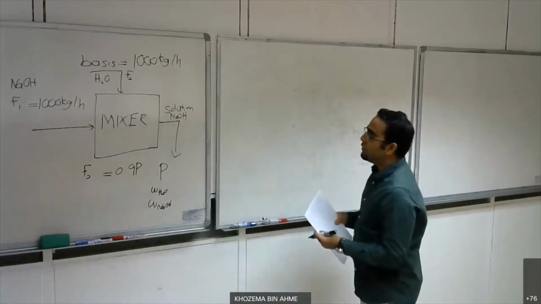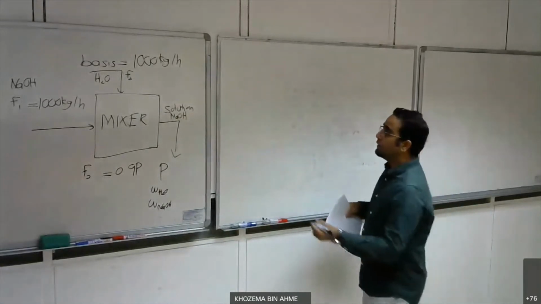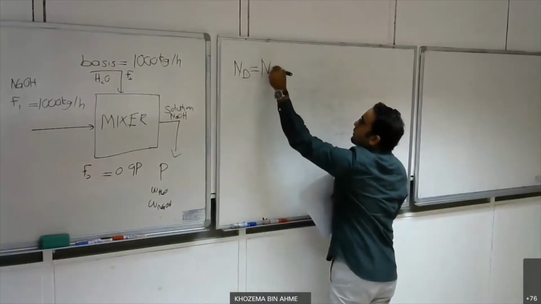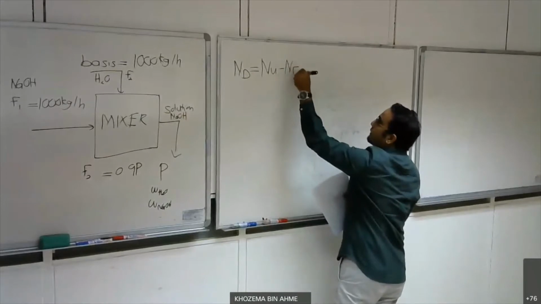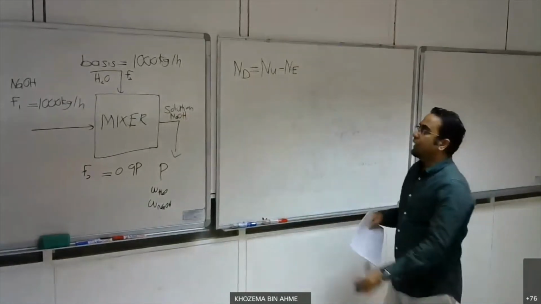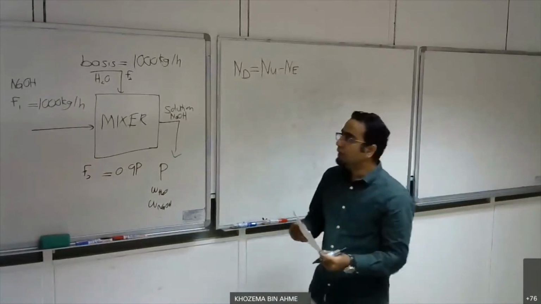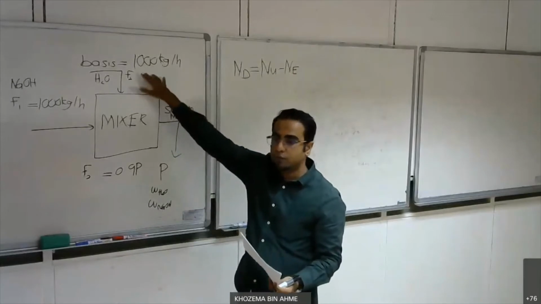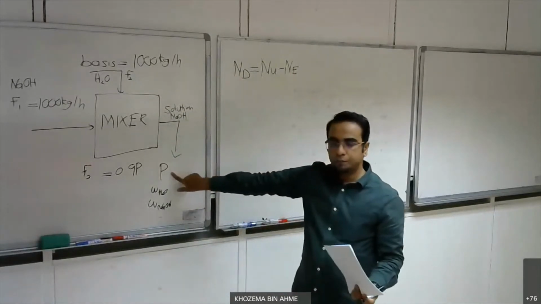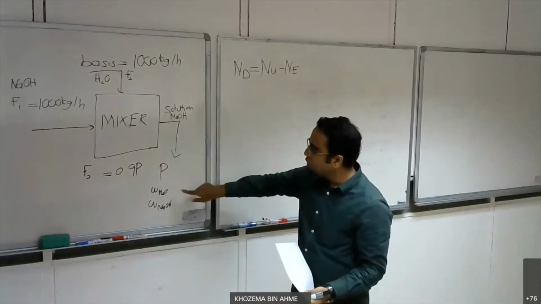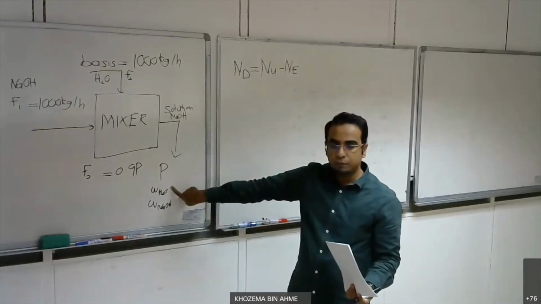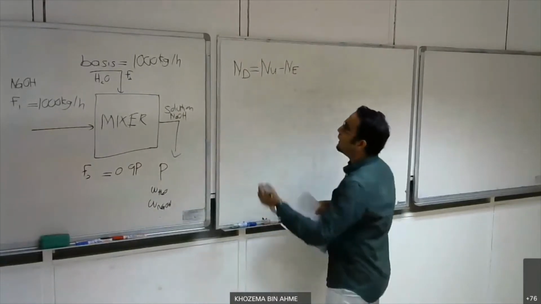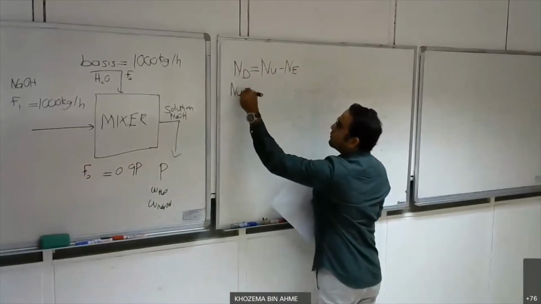Step number 4 is that we do degree of freedom analysis. So again, the formula for degree of freedom analysis, NDF is equal to NU minus ND. So NU is the number of unknowns. If you look at our flowchart, we know that we don't know the flow rate for the water. We don't know the flow rate of our product stream, and we also don't know the mass fraction of water and NaOH in our product stream. So I say that my NU is equal to 4.